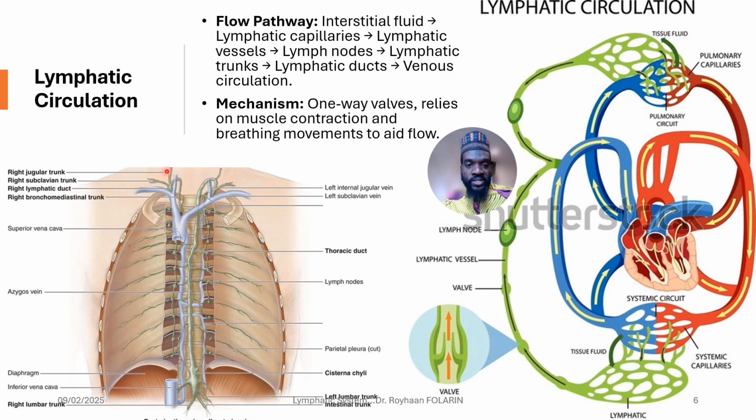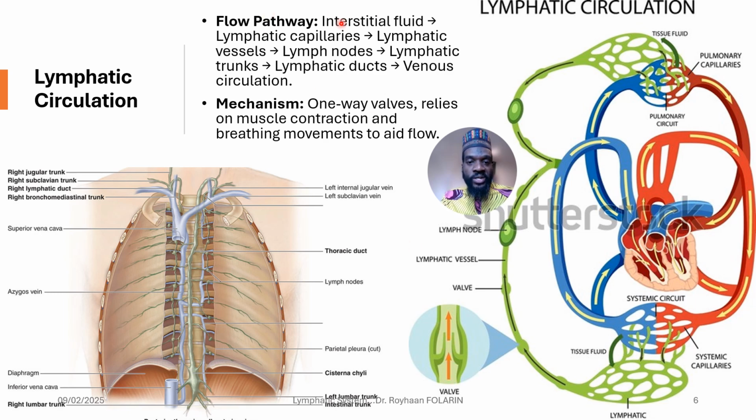So here you find the right jugular trunk, and you find as well the right subclavian trunk, right? The trunks end up converging into larger lymphatic ducts. It's the ducts that eventually empty, or ultimately drain, into the venous circulation via the subclavian veins. The movement is facilitated by valves and muscle contractions, and it's a unidirectional movement.